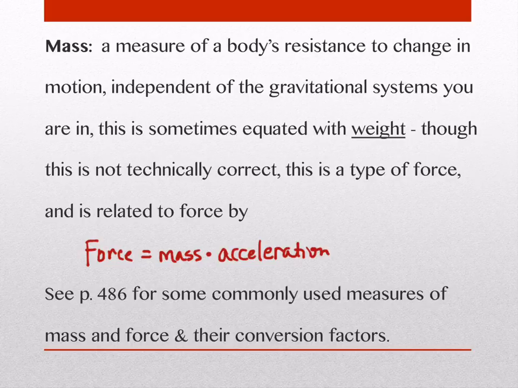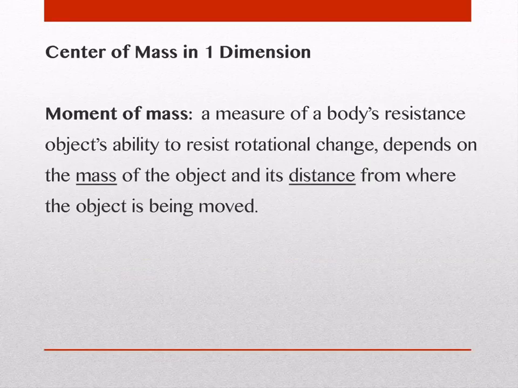All right, the first kind of center of mass that we're going to talk about is very basic. I can even draw the picture. It's that basic. So the first one we're going to look at is the center of mass in one dimension. A moment of mass is a measure of an object's ability to resist rotational change. It depends on the mass of the object and its distance from where the object is being moved.